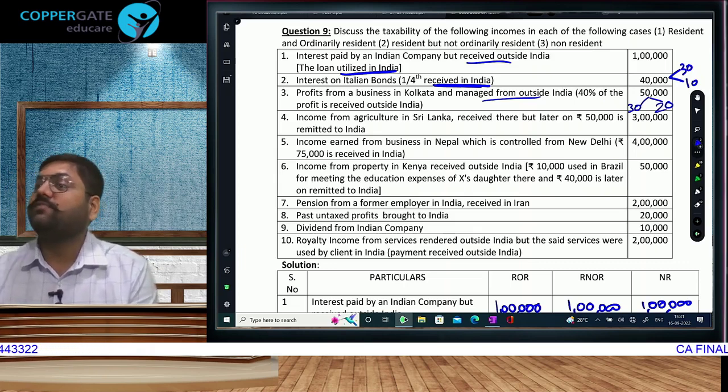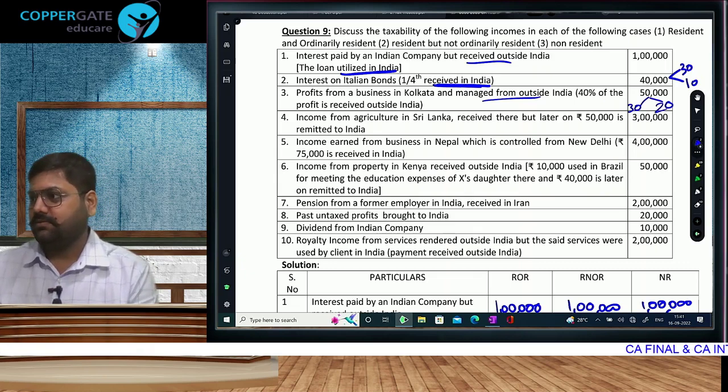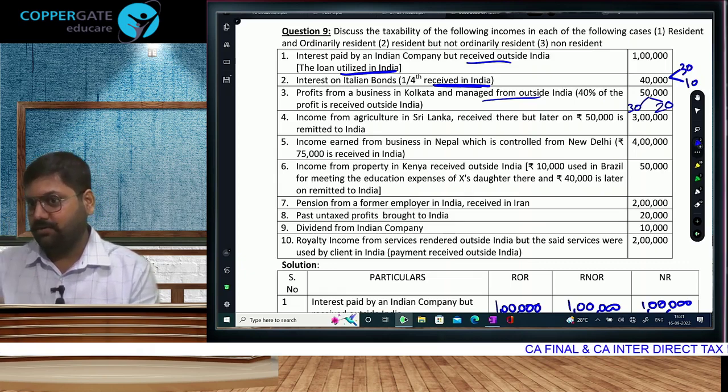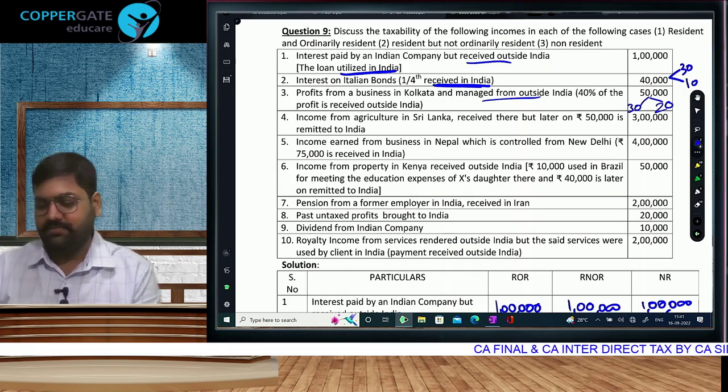Now anyone wants to give reason for their answer. हाँ, आपका आंसर क्या था? टैक्सेबल मतलब इंक्लूडेड मतलब इंडियन इनकम. हाँ बोलिए.